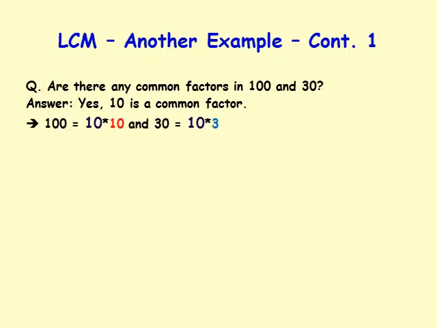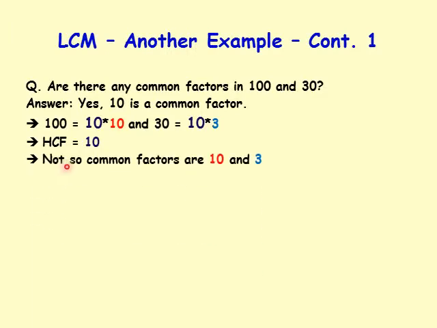Okay. Let's continue here. So 100 is equal to 10 times 10 and 30 is equal to 10 times 3. Okay. So this is my common factor and these are my not so common factors, 10 and 3. So HCF is 10. This is my common factor. There are no more common factors here. 10 and 3, I don't have a common factor. And the not so common factors are this 10 and this number 3.